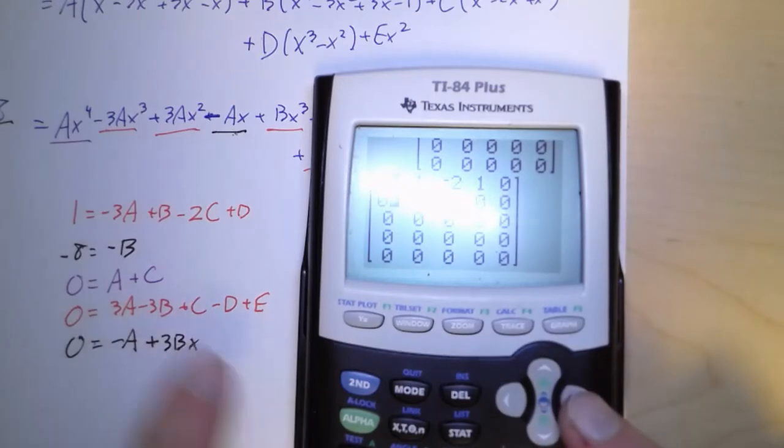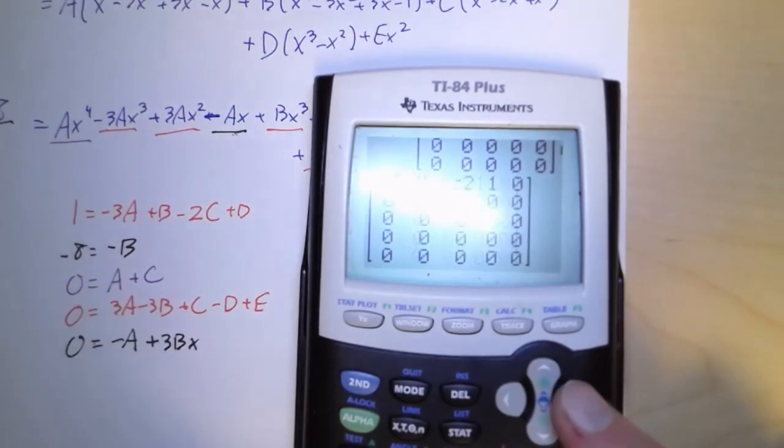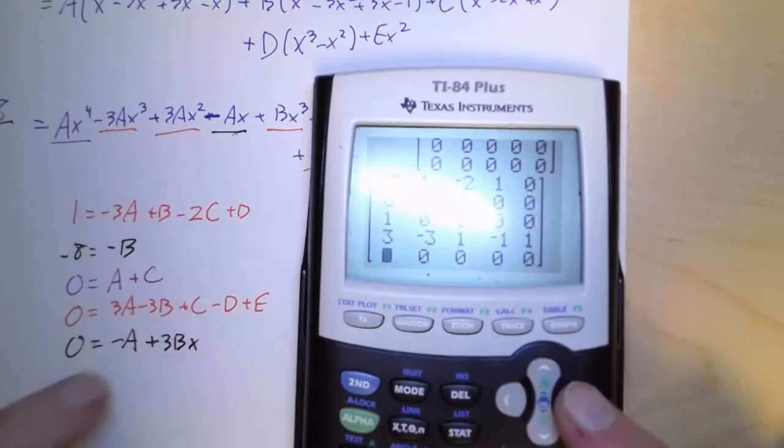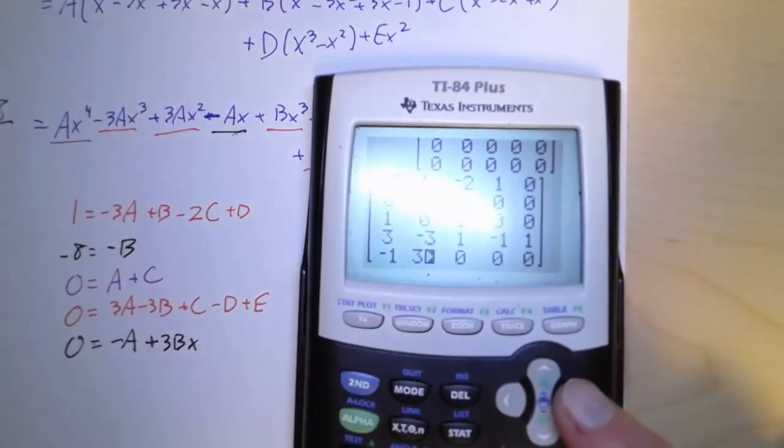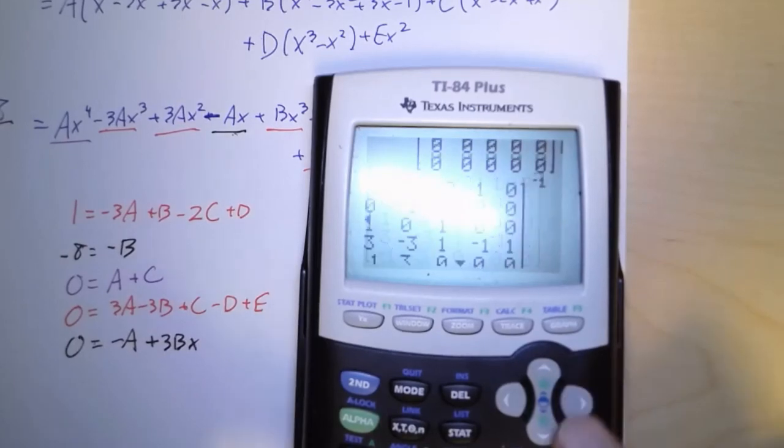Now for the next equation, the only coefficient is negative 1 for b. Now we know b is negative 8, but the others may take a little extra work. And then we have 1 for a and 1 for c. And then we have 3 for a, negative 3 for b, 1 for c, negative 1 for d, 1 for e. And then on this final equation, we have negative 1 for a, and we have 3 for b. All right, and so that's the inverse.